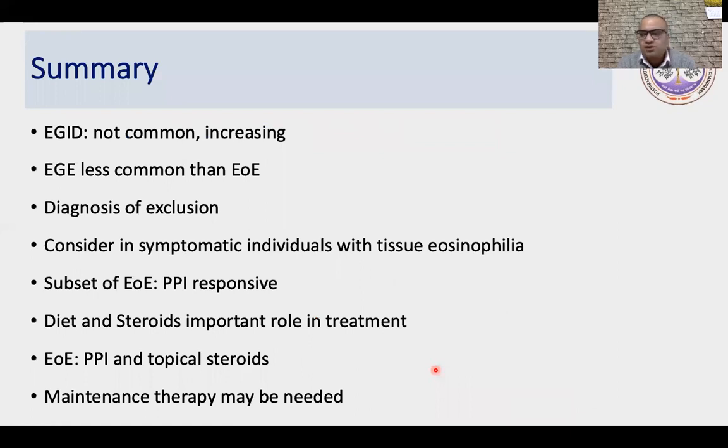So to summarize, eosinophilic gastrointestinal disorders, although not very common, are increasingly being recognized, including in India, and there is a report from AIIMS about it in patients with GERD. Eosinophilic gastroenteritis may be less common than esophagitis. The diagnosis is one of exclusion, and we must exclude other causes of eosinophilia, and it is important to consider in patients who are symptomatic. A subset of eosinophilic esophagitis is PPI responsive. Diet and steroids play an important role in therapy. For esophagitis, PPI and topical steroids are additional options, and maintenance therapy would be needed for most of these patients.